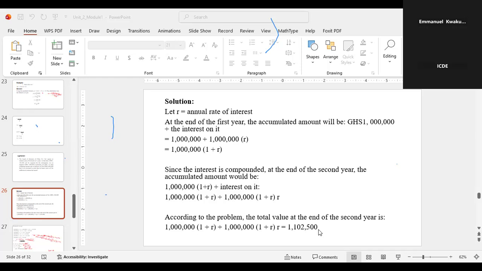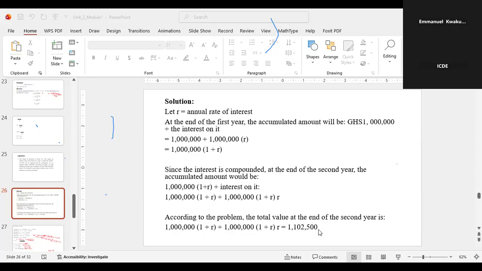Mr. Emmanuel, is it Kwaku or what? Your hand is up. Yes, sir. Please go ahead. Good morning, sir. Can you hear me? Yes, I can hear you. Can you explain the formula again for the second year, please? Sorry, can you go over the solution again for the second year? I didn't get that side very well. Thank you.